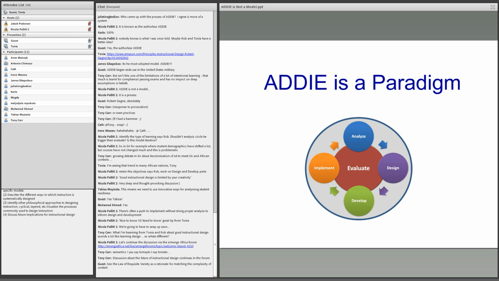ADDIE is one way to think about instructional design. There are many ways to think about it. The book of the models is another way to get us to think about multiple ways to approach the teaching and learning situation. Tanya?